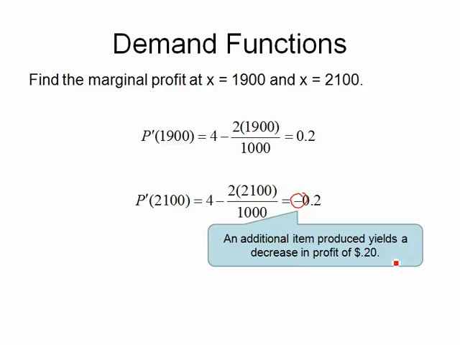The place where I want to operate was at that place where the marginal profit was 0, because there, increasing my production didn't change the profit at all. It stayed flat because P prime of 2,000 was equal to 0.